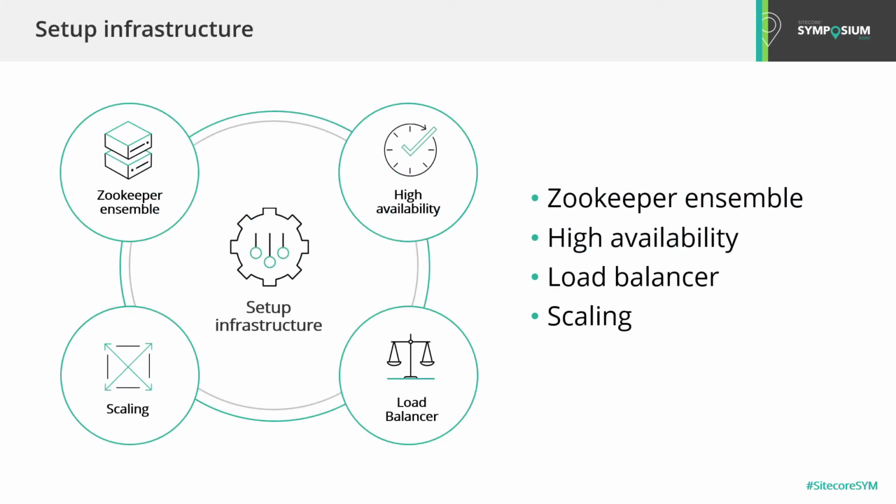Okay, so far what we have discussed is basically development best practices. Now we will discuss setting up the infrastructure for production. We will discuss four major things before we take a decision on setting up the infrastructure: Zookeeper ensemble, high availability, load balancer, and scaling.